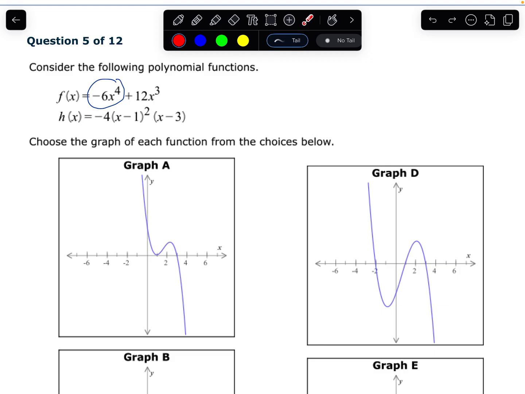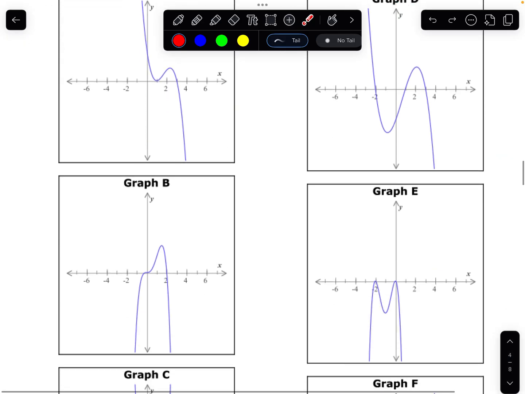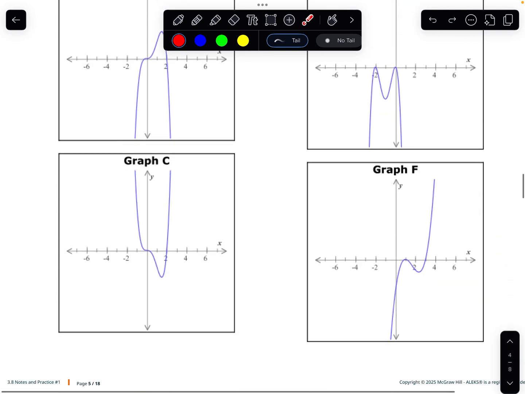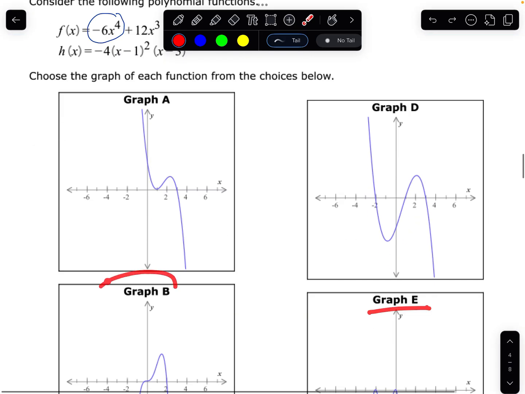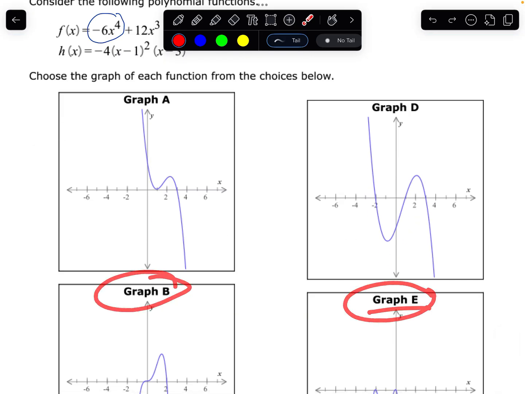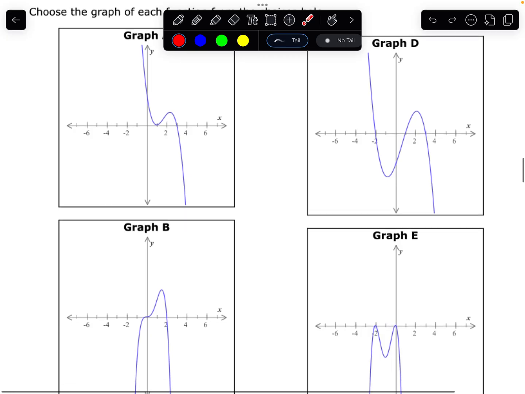And because it's a negative leading coefficient, it's going to be falling. And so I can tell you that A is not going to be F. I can tell you that D isn't either. It could be B. It could be E. It's not going to be C, and it's not going to be F. And so f of x is either going to be this one or this one right here. So which one is it?